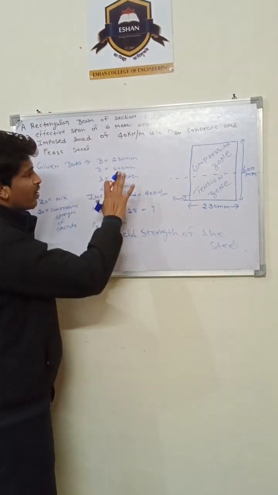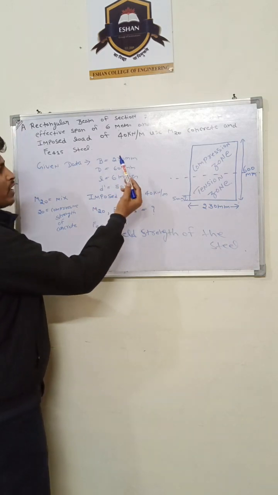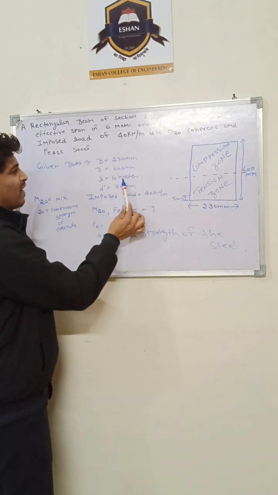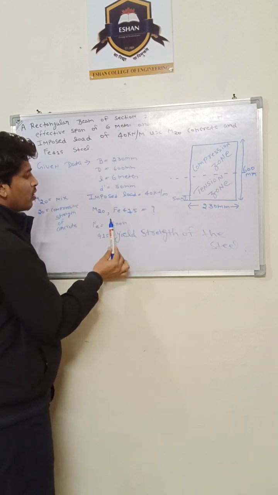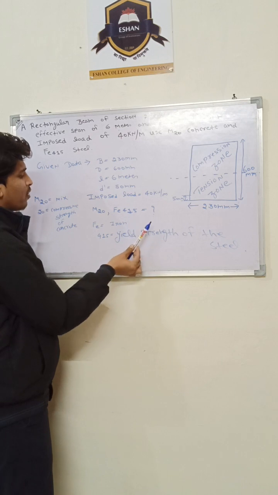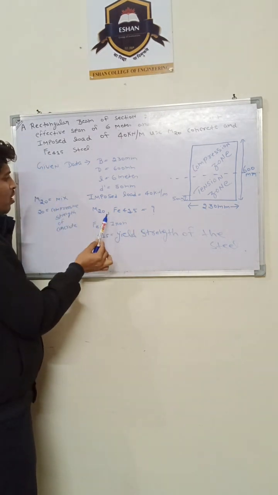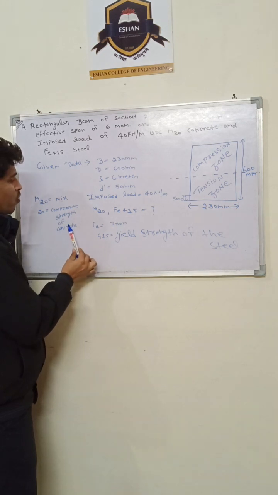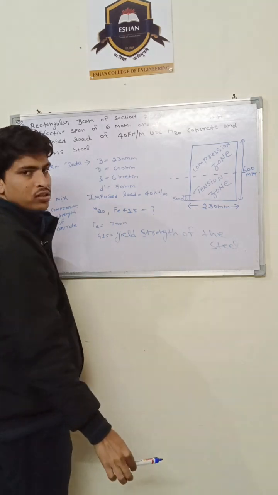This is the given data of this numerical. So width of the beam is 230 mm, depth is 600 mm, length is 6 meter, cover is 50 mm, imposed load is 40 kN per meter. M20 and Fe415 grade is given, where M denotes the mixture, and 20 is the compressive strength of concrete. Fe is iron and 415 is the yield strength of the steel.